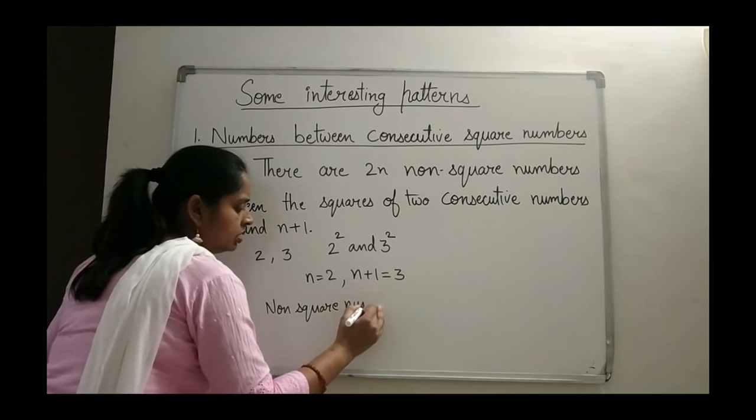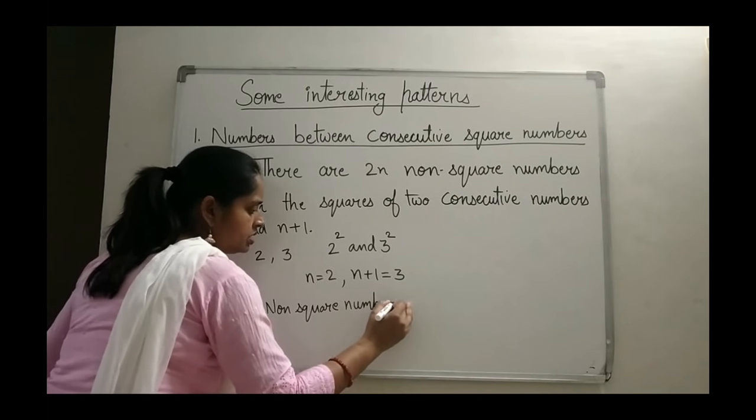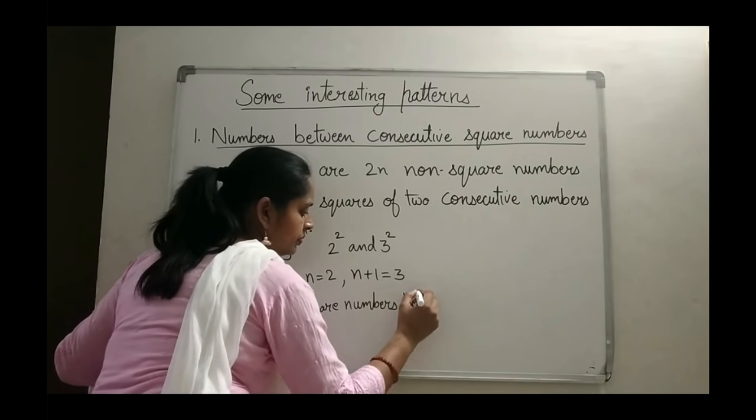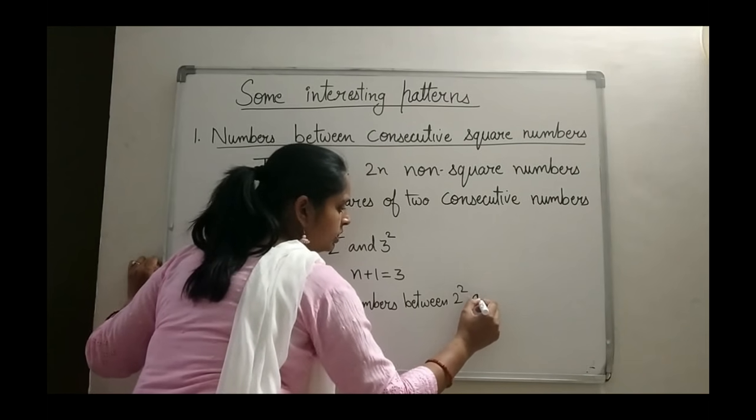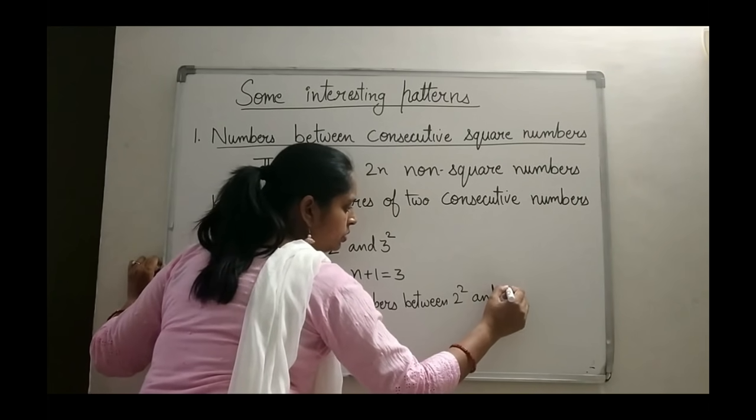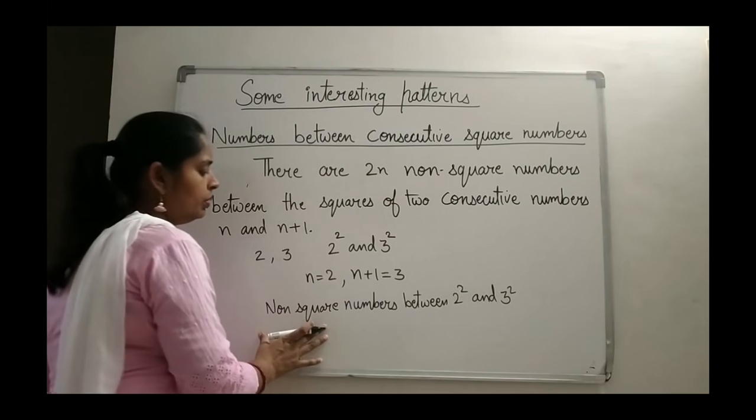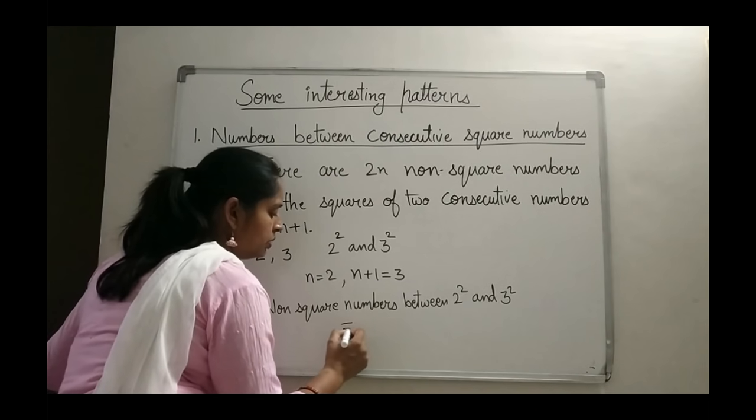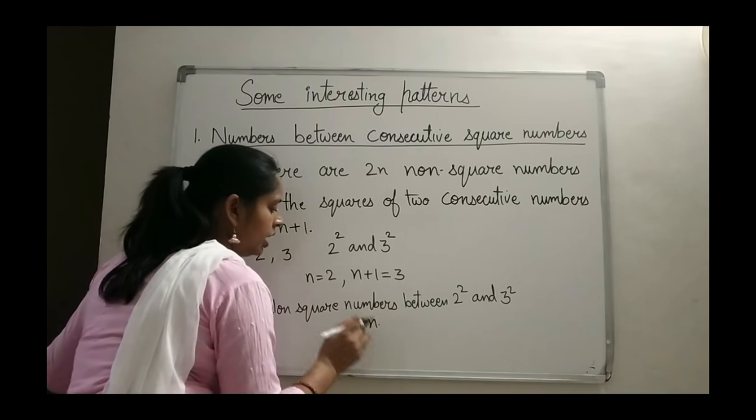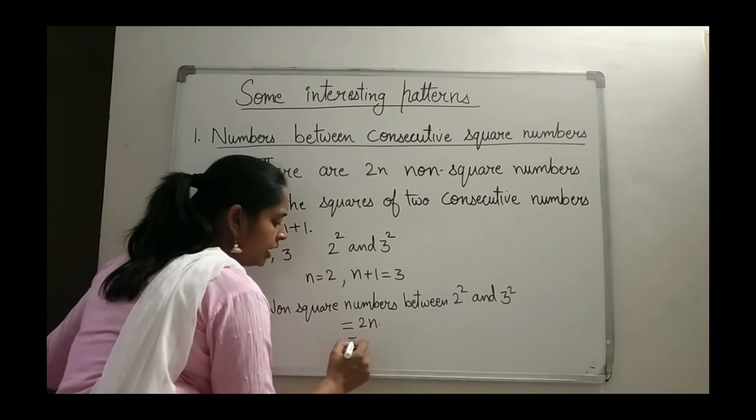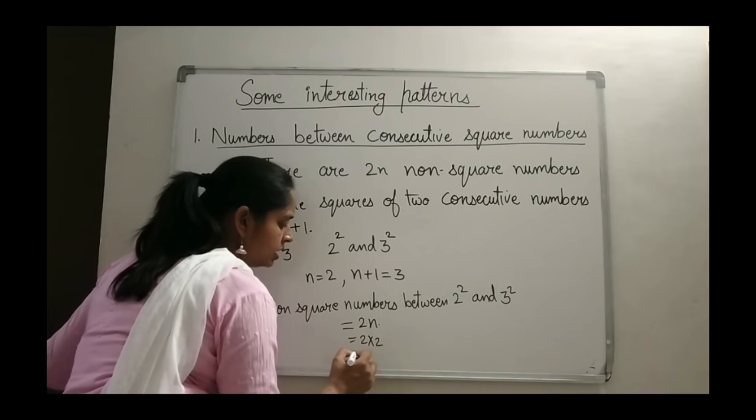So the number of non-square numbers between 2 square and 3 square should be equal to 2 into n. What is n here? 2. So that should be 2 into 2, that is 4.